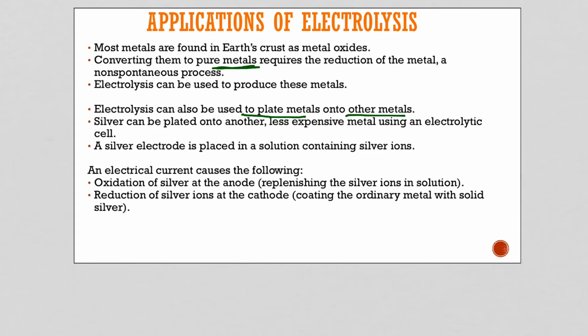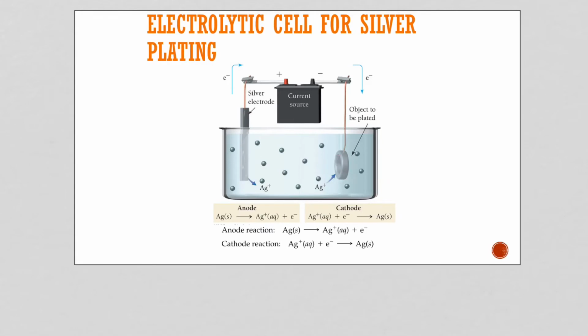And so in this kind of situation, we can look at a picture where we're going to look for silver plating. If we think about our source, at our anode we have a silver electrode. At that silver, we get oxidation, so we have silver forming silver ions.